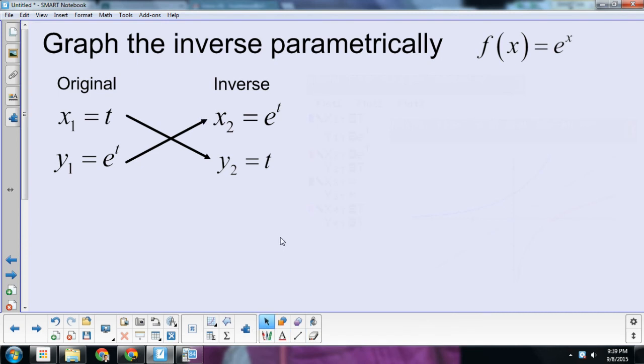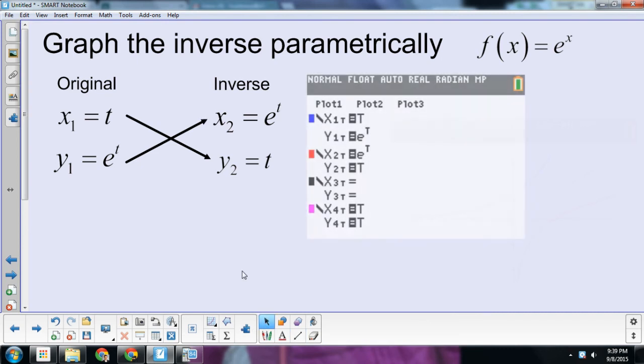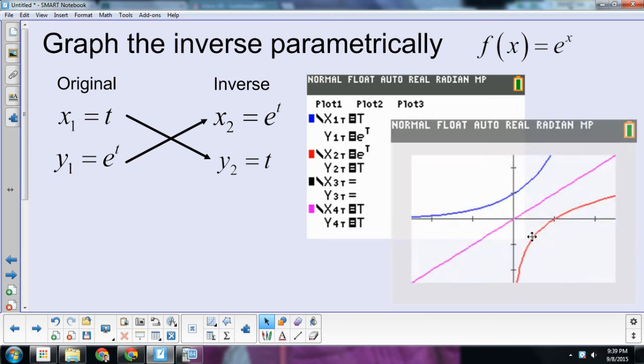Now, I punched both of those into the calculator like so, where x is equal to t, y is equal to e to the t. That's my first function, the original. You'll see it in blue. And then in red, the inverse, where x is now e to the t and y is t. I also graphed the line y equals x, the identity function, by typing in x equals t and y equals t. And it should look something like this.